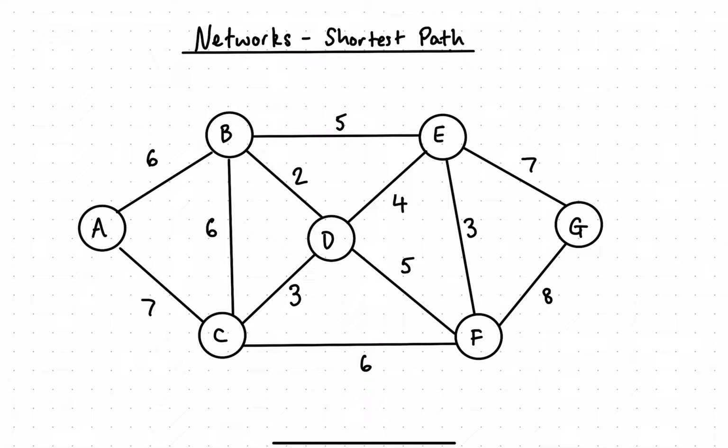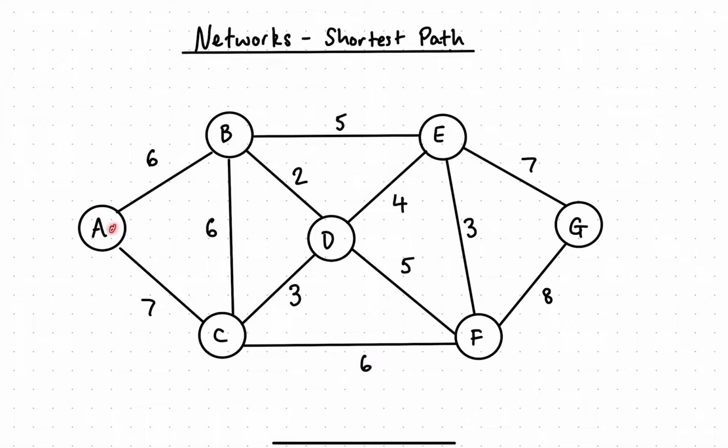Okay, so first of all, what is the shortest path? Well, the shortest path basically says if you want to go from one node to another node, what is the shortest way you can navigate this network to get from that node to the other node?